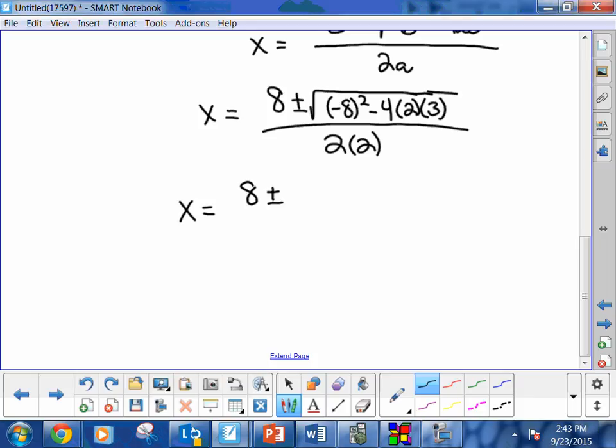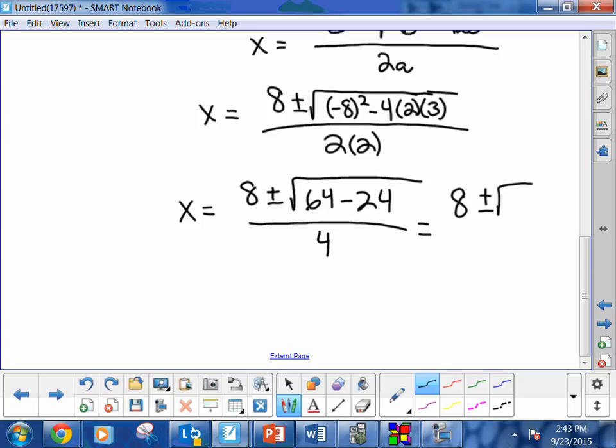8 plus or minus. Now this is negative 8, so it's going to be 64. Negative 4 times 2 times 3, that's 24. And then we're going to have 4. So we're going to end up with this. Write that down. And then we're going to just simplify a little bit more the radical that's in there. We're going to do 64 minus 24, which is 40. So I will end up with 8 plus or minus the square root of 40 divided by 4.